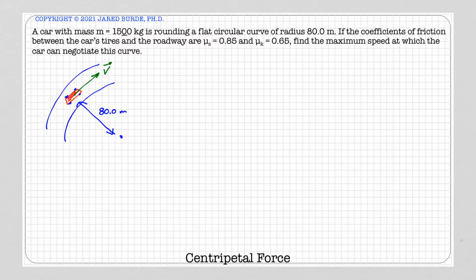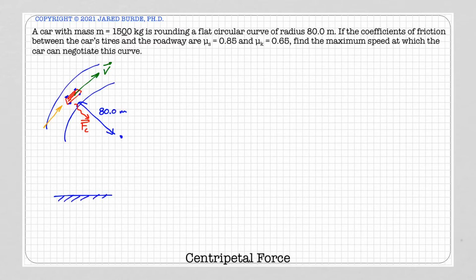If an object is following a circular path, then to stay on a circular path, there has to be a centripetal force acting towards the center of the circle to hold the object on that path. So what we're going to do is take a snapshot of the motion of the car. We're going to look at it from the rear so that we can see the centripetal force.